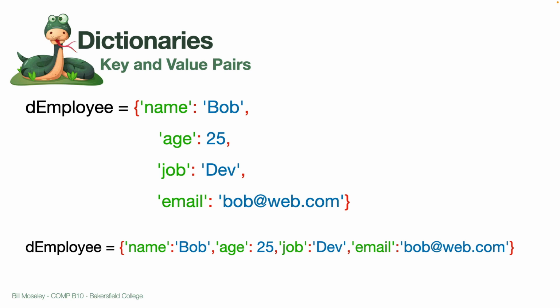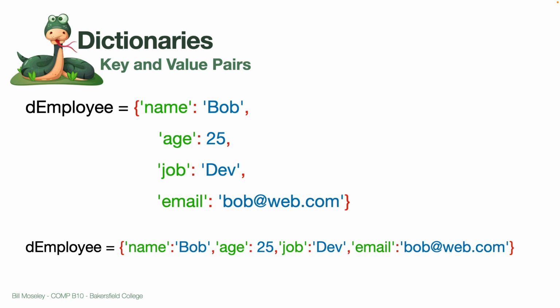The name of this employee is Bob. His age is 25. His job is developer. His email is bob@web.com. You can make that much sense of it. And you can see that in some ways it is similar to a list in that it contains multiple things.